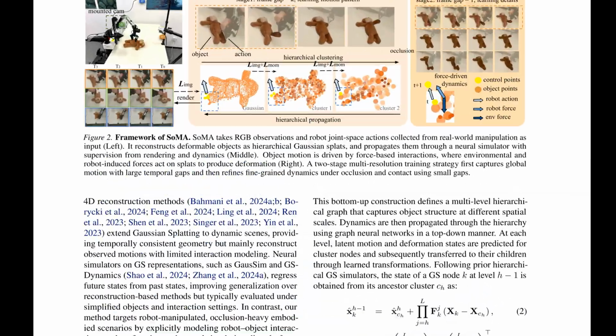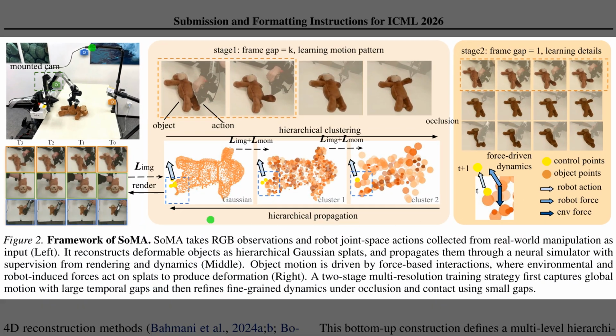Figure 2 breaks down the specific framework mechanics. On the far left, the system takes in raw RGB observations from a mounted camera, along with the robot's joint space actions. In the central and right panels, the method reconstructs the object using hierarchical Gaussian splats. But there is a key twist. Instead of just regressing positions, it models dynamics through forces. This allows robot-induced forces and environmental effects to propagate naturally through the object's clusters. To make this stable, the top section shows a two-stage training strategy, which first learns global motion patterns with large time gaps, then refines fine-grained details frame by frame.